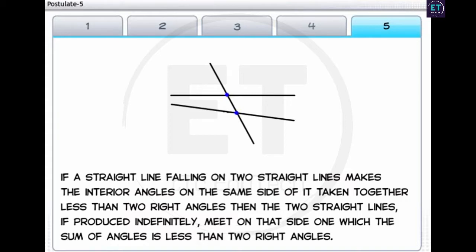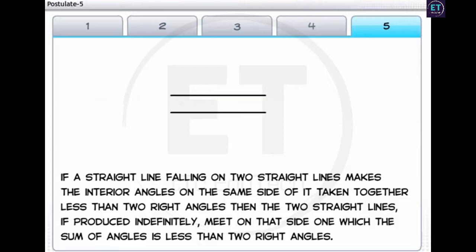If the sum of the interior angles is less than 180 degrees, then the lines are not parallel to each other. To verify this, if we produce the lines further, these will intersect at one point and form a triangle. This is the reason why the sum of the interior angles of the lines is less than 180 degrees.